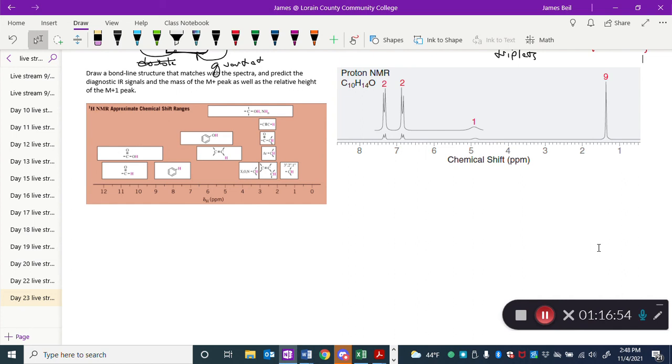Right, so actually, I'm just going to go through this one. If you have to go, since we're out of time, feel free. But I did want to explain the strategy for how to do one of these real quick. All right, so there's some information given in this question. We want to draw a bond-line structure that matches the spectra that we have here. And we want to predict the diagnostic IR signals and what the N+1 and molecular ion signal might be.